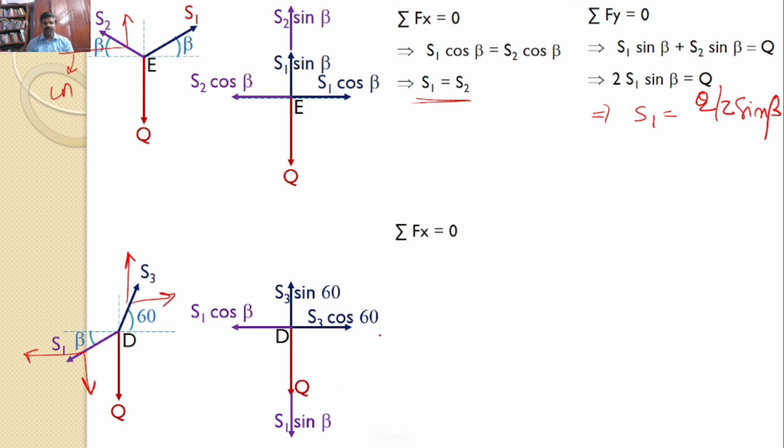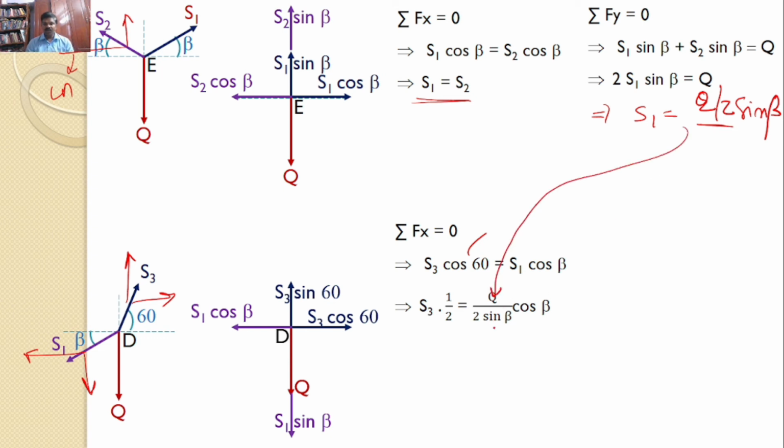Let us use the equilibrium equation sigma Fx is equal to 0. There are two forces and both forces are opposite to each other, and hence the equilibrium condition is S3 cos 60 is equal to S1 cos beta. But we know cos 60 is equal to 1 by 2. So S3 into 1 by 2 is equal to S1, we got Q by 2 sin beta. So I am just substituting this Q by 2 sin beta into cos beta. Upon simplification, you will get S3 is equal to Q into cot beta.